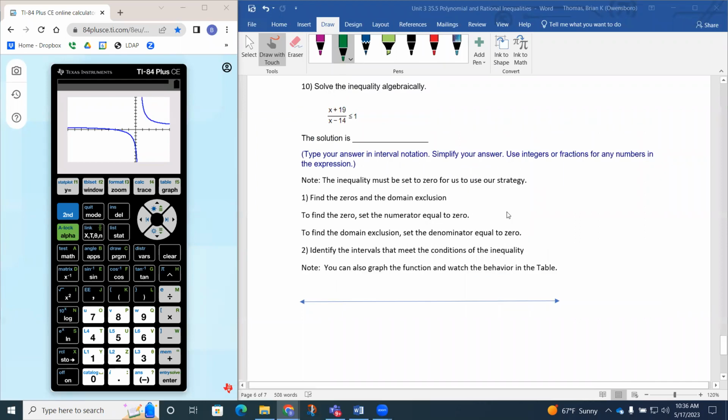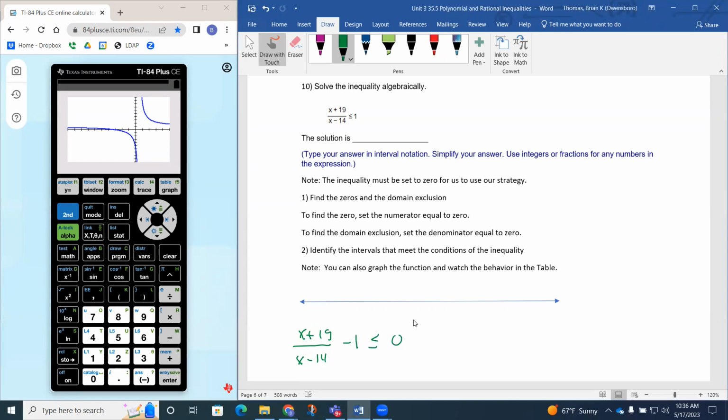So we're going to move this over. I'm going to go ahead and do this down here. x plus 19 over x minus 14. And then when the 1 comes over, it's going to be a minus 1, is now less than or equal to 0. So that's one of the first times we actually have less than or equal to in there.